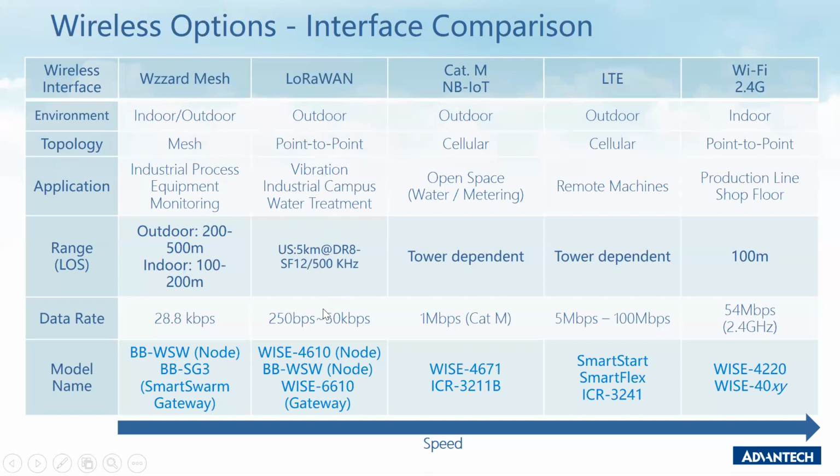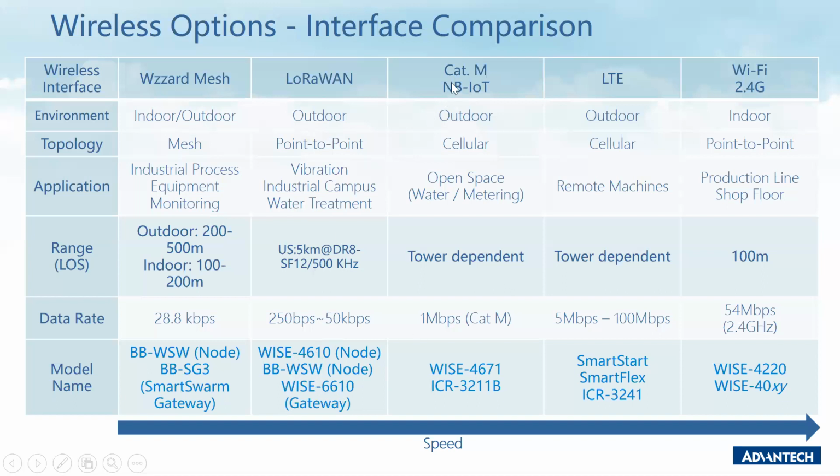Long range, as I said here, lower data rates. You're not doing control type applications with really any of these, maybe with Wi-Fi, but this isn't a control thing. It's really a sensing and data collection thing. And then the WISE node and LoRaWAN gateway here. And again, I'll show those.